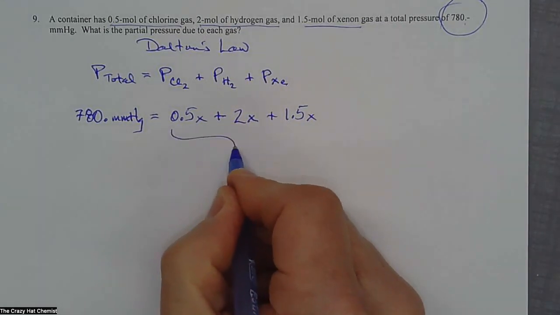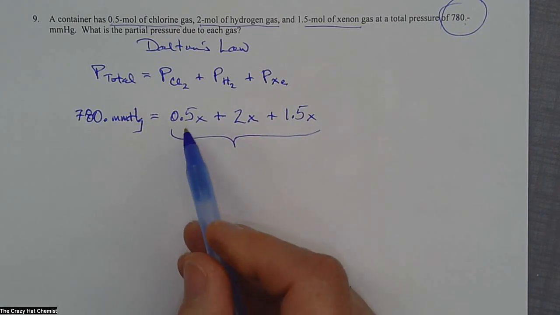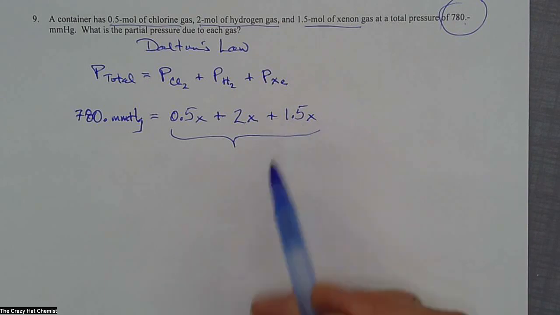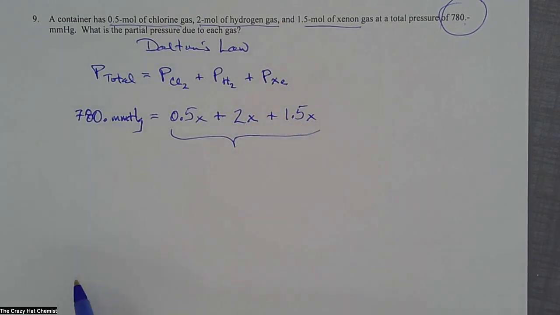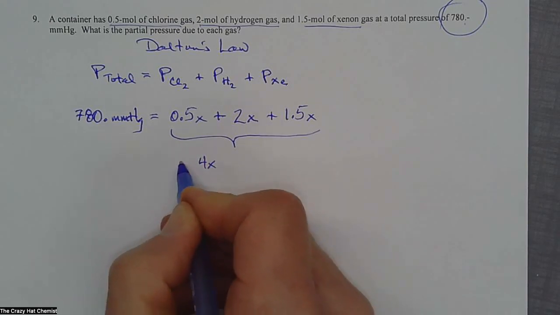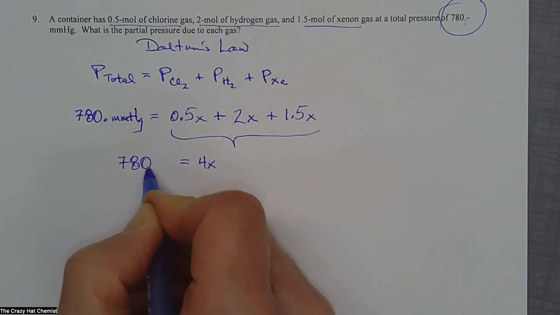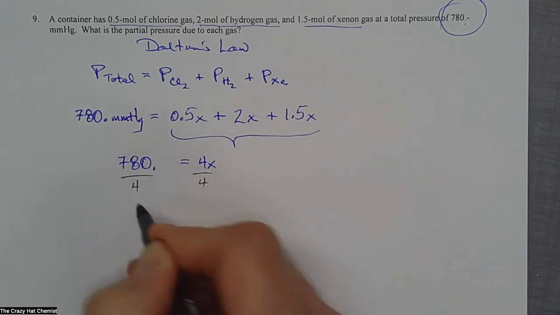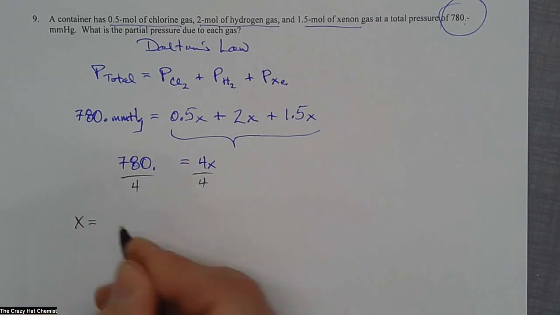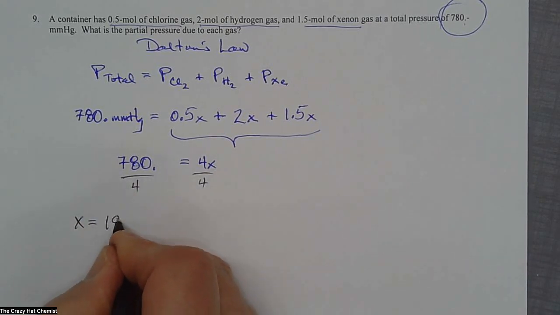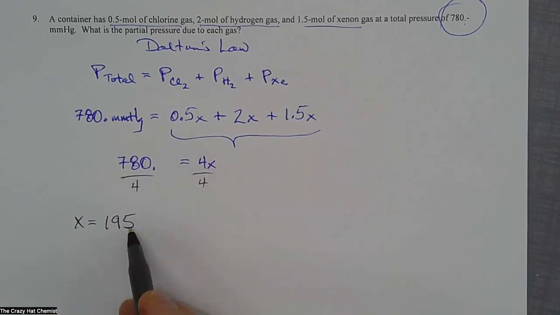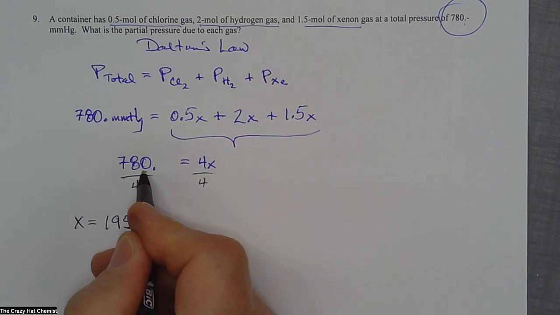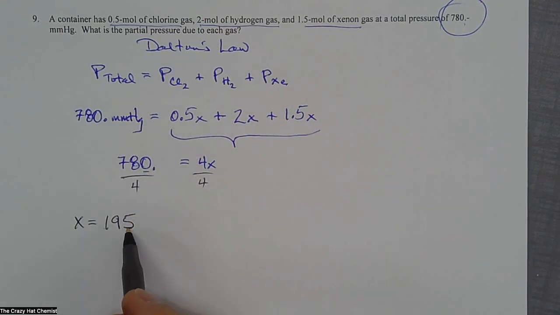And now we're going to sum these numbers up. So 0.5 plus 2, that's 2.5 plus 1.5, that's 4. So that's 4x is equal to 780. And now we're going to divide both sides by 4. Then I will get x is equal to 195. So that has 3 significant figures because that decimal on the 780, that 0 counts. So this is what x is equal to.